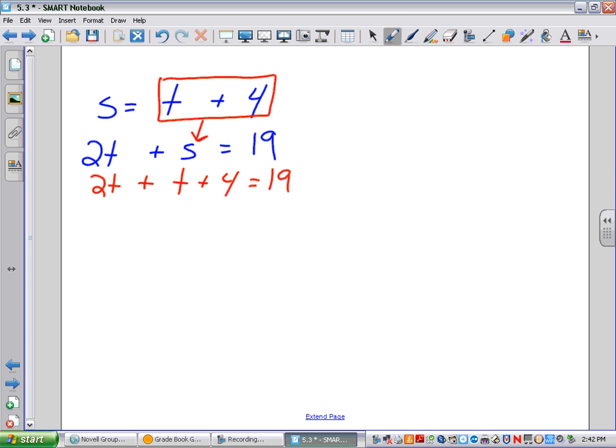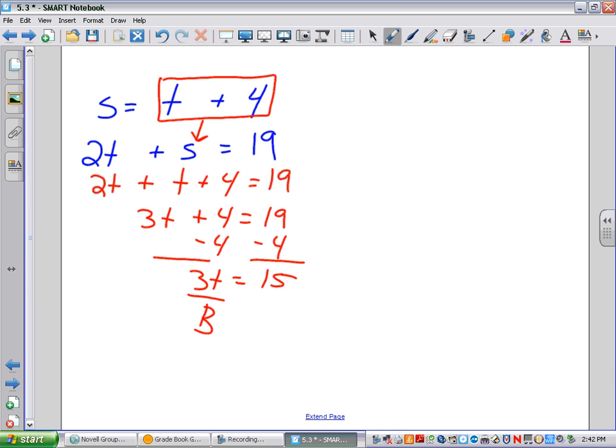And let's solve that equation. I'll combine like terms. 2t and t make 3t plus 4 is 19. Subtract 4 from both sides. That gives me 3t equals 15. And then lastly, divide by 3. So t equals 5.